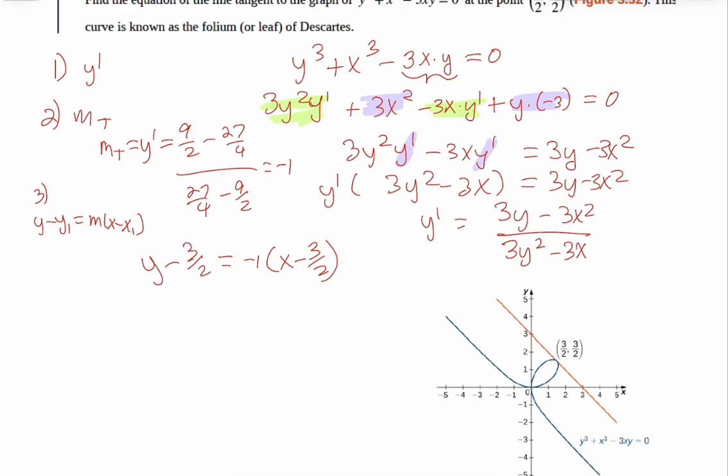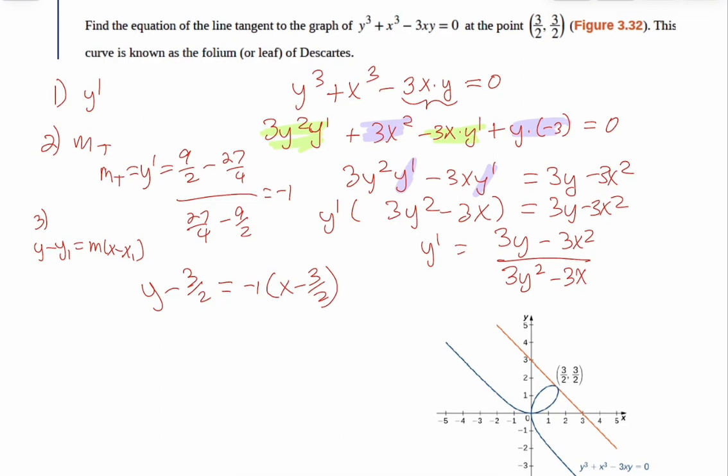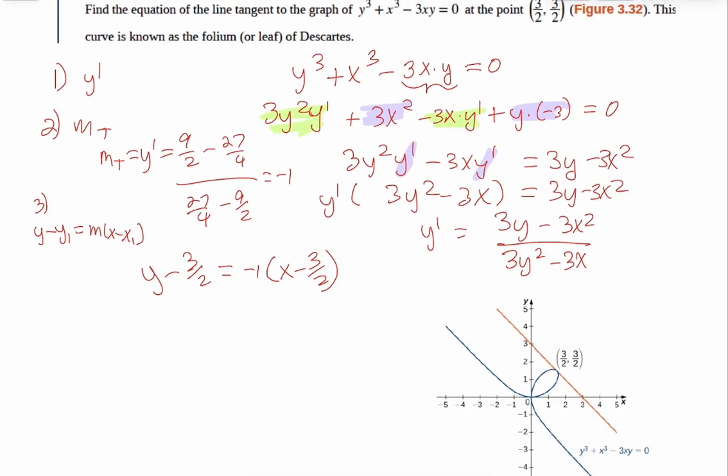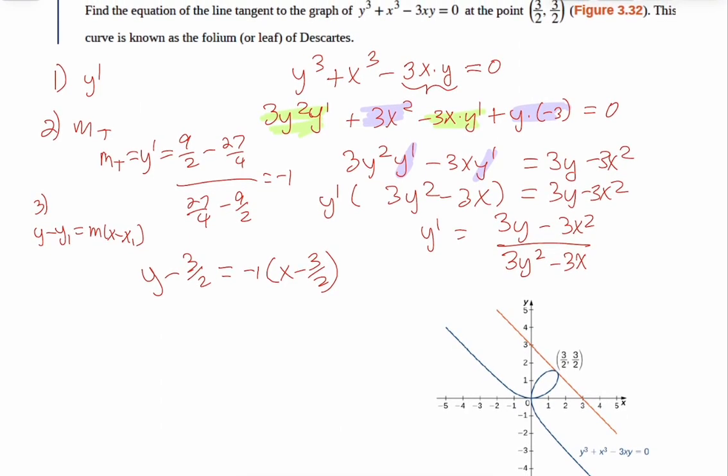Okay, so this just allows us to find derivatives, slopes of tangents of very complicated equations that before this time we really could not do anything about. Okay, so if you do a derivative of a y, tack on a y prime, but otherwise it follows all the same rules of derivatives of x's.